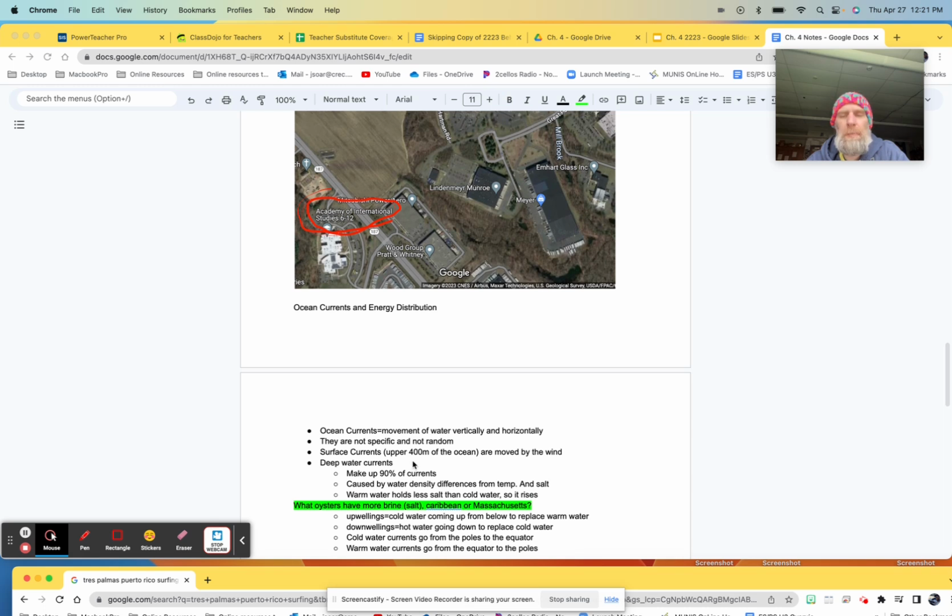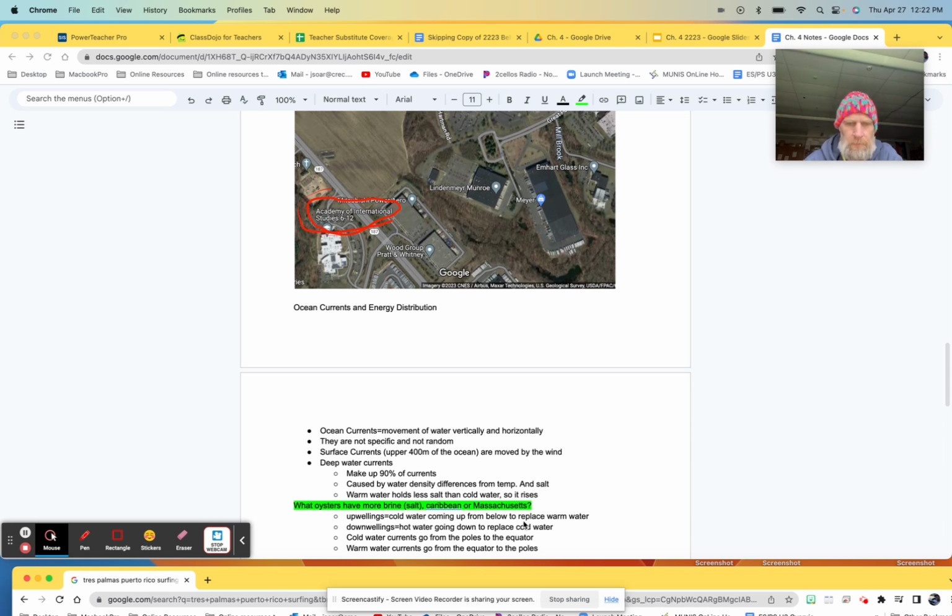Deep water currents make up 90% of all currents. They're caused by water density differences from temperature and salt. So the saltier the water is, the more dense it is, and the more it drops down. The less salt, it tends to be up top. So deep water tends to be saltier. Also, temperature as well, because if it's cold water, it's going to drop down low. Warm water tends to stay up high.